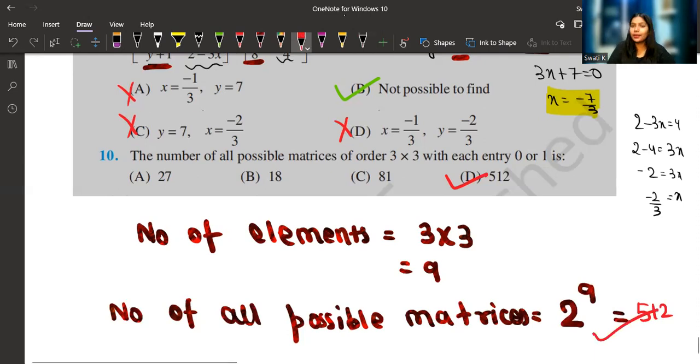And I'm done with all the solutions of the first exercise of matrices, like NCERT, of course. So I hope you understood every question. If you have any doubt in any of the questions, do let me know in the comment section, so that I can understand whether you are understanding or not.